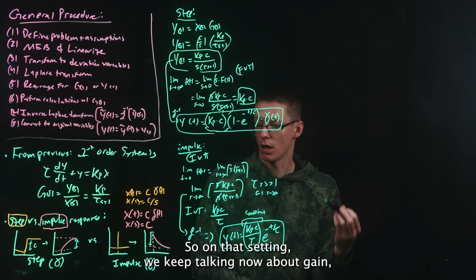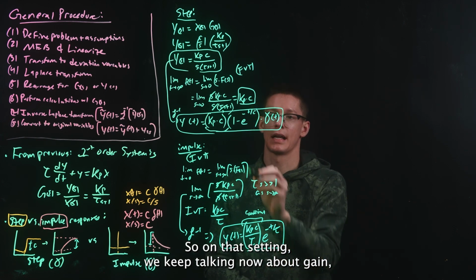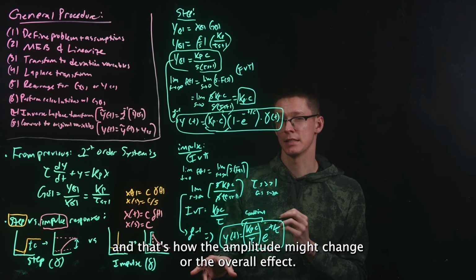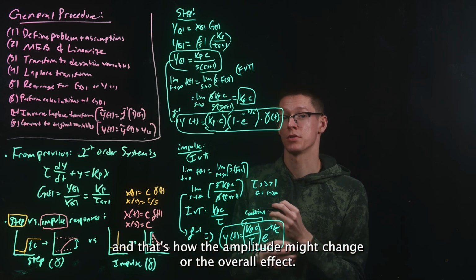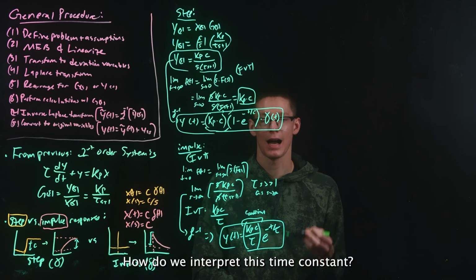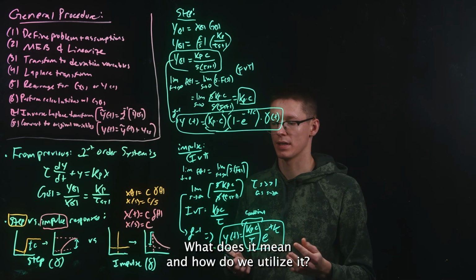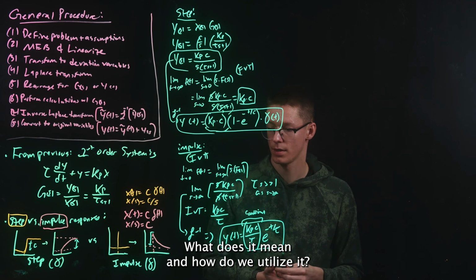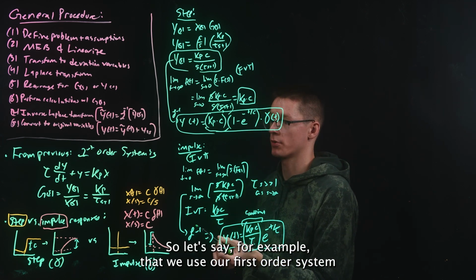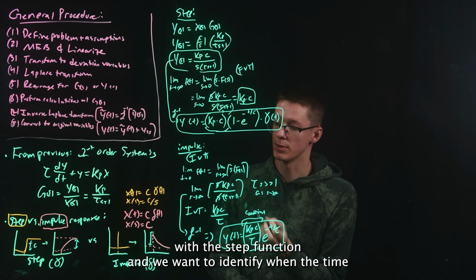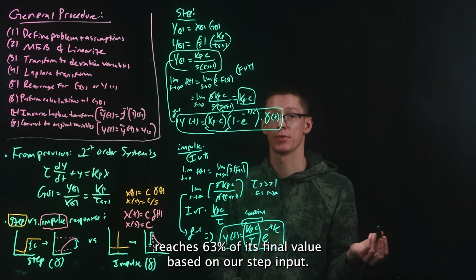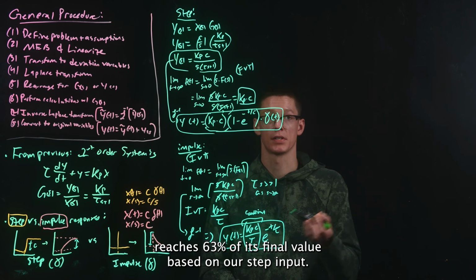So on that setting, we keep talking now about gain, which we've really tried to describe here a little bit more deeply, and that's how the amplitude might change or the overall effect. But we also need to consider the time constant. How do we interpret this time constant? What does it mean and how do we utilize it? So let's say, for example, that we use a first order system with a step function, and we want to identify when the time reaches 63% of its final value based on our step input.